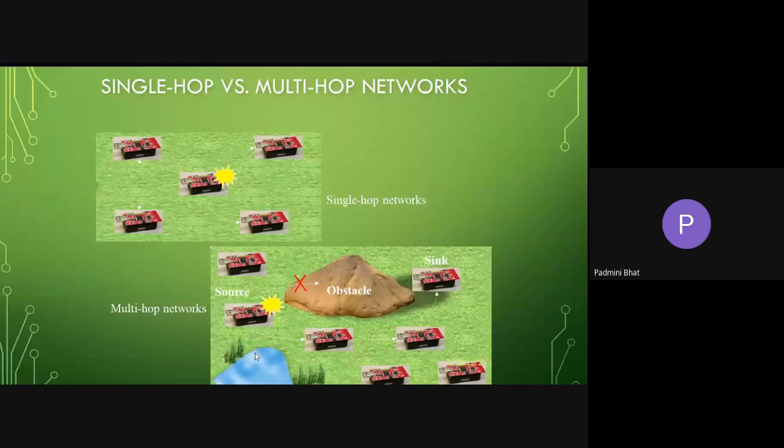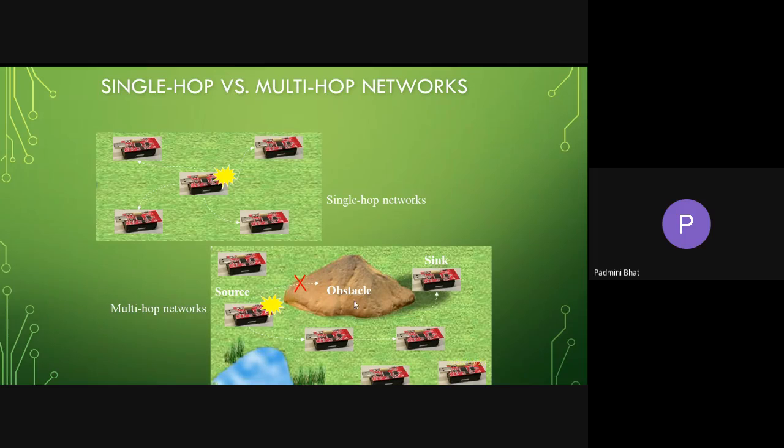Now, I had told you about the single hop and the multi-hop. If you see, this is the source and all these are the sinks. The data directly connects to the sink, so it is a single hop. Check the distance here from the source to the destination. It is not much. Whereas for multi-hop, many reasons are there.